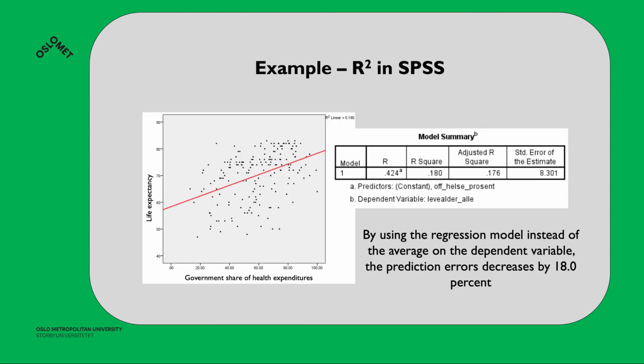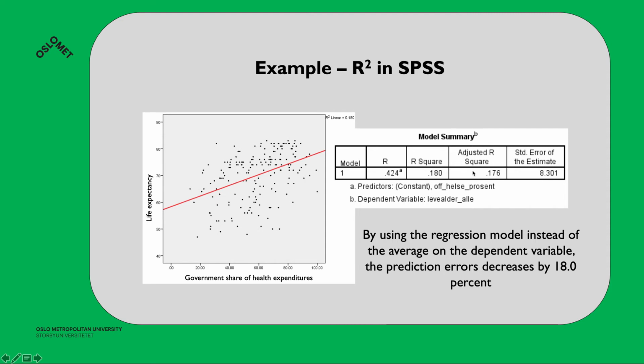So back to our example with life expectancy as the dependent variable and government share of health expenditures as the independent variable. If we use the regression model instead of the average on the dependent variable, the prediction errors decrease by 18%. As you can see here, the R square is 18%, so we reduce prediction errors by 18%, which is quite good.